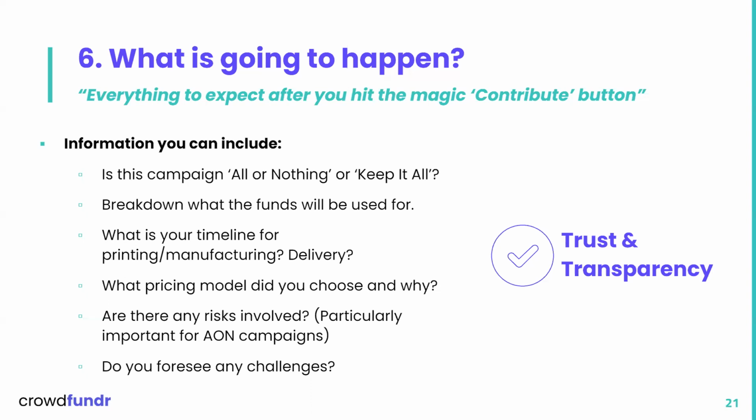Okay. Are there any risks involved? This is particularly important for all or nothing campaigns. So you want to let them know that there is a risk that this might not go through and they might not receive their reward. It's as simple as that. Just let them know that that might happen. And then there's always the risks of delays with printing, manufacturing, et cetera.